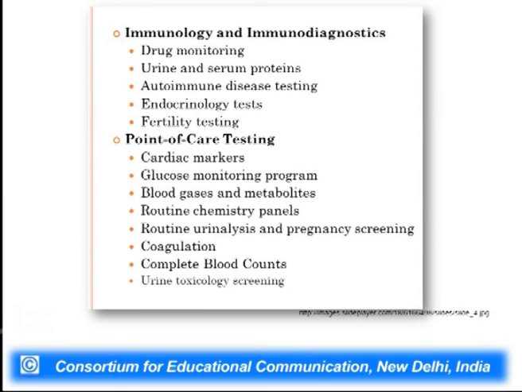Then the routine chemistry panels are checked, routine urine analysis, and pregnancy screenings can be done with the help of the blood test. Then coagulation timings can be checked to see whether coagulation is taking place properly or not, complete blood counts can be checked, and urine toxicology screening can also be done. So with the help of a single blood test, we can have a multiple number of tests done.